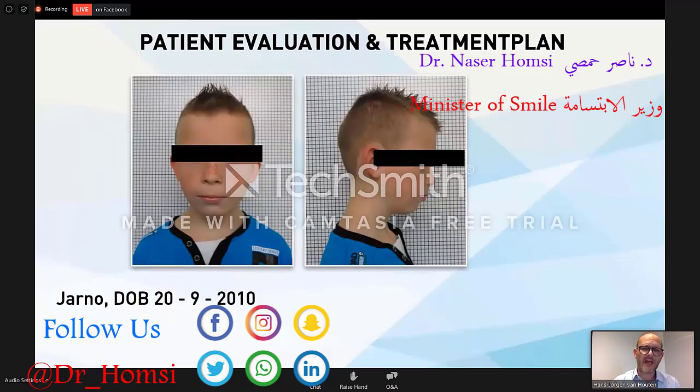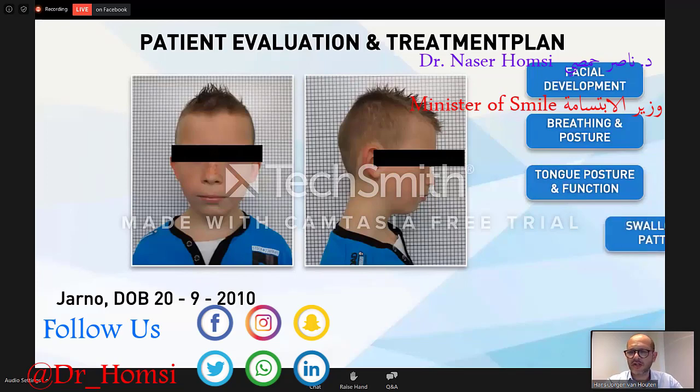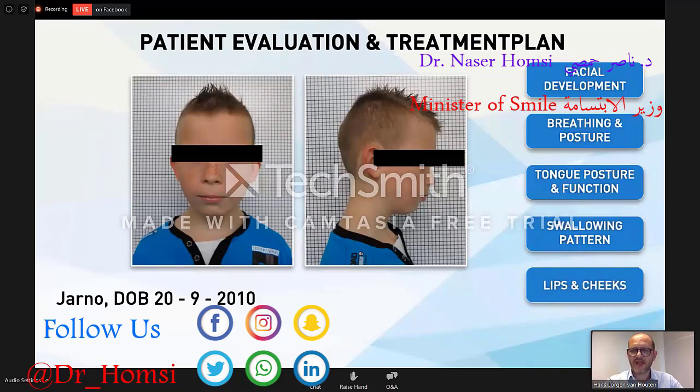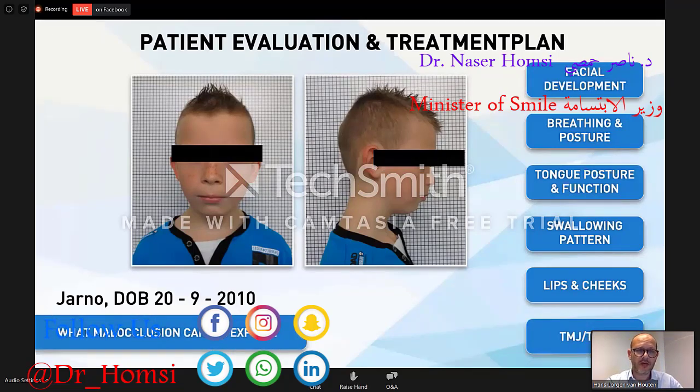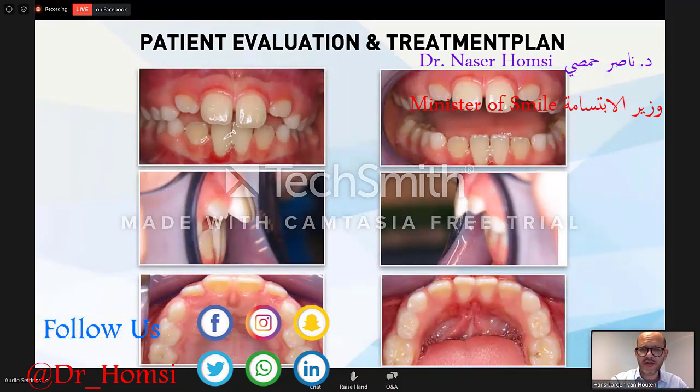For example, we have here a boy. He was born in 2010. All the questions you have to ask yourself when you have these pictures: what is the facial development? What is his breathing situation, his posture, tongue position, swallowing pattern, everything we just discussed. That's all the information you have in your evaluation form and out of your records. So the question then is, what type of malocclusion does this patient have? This is his situation, so you can understand something has to be done to solve his bad oral habits.